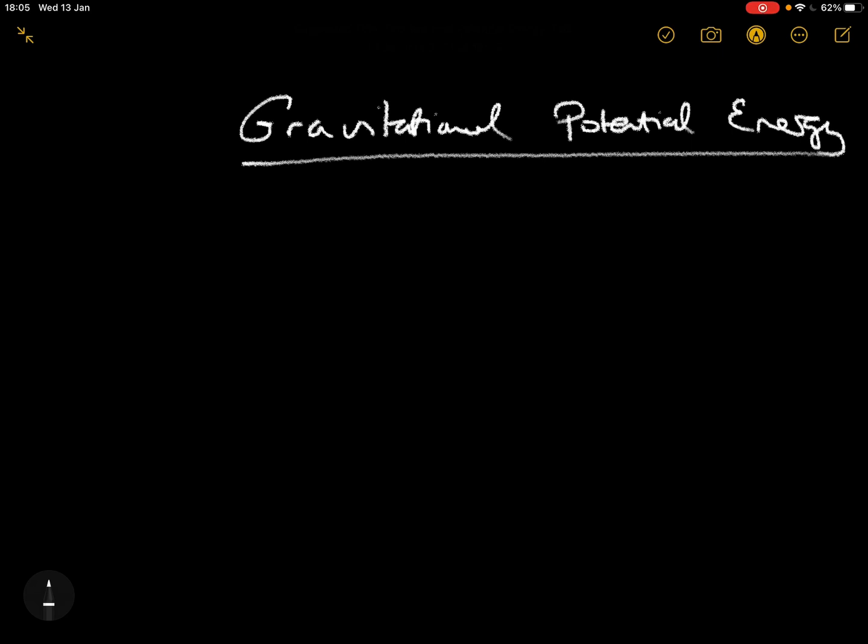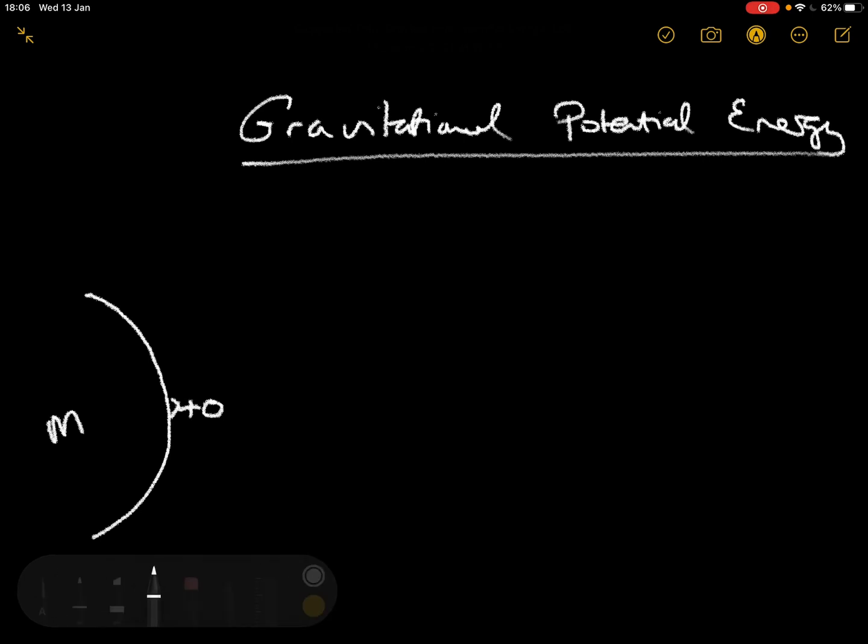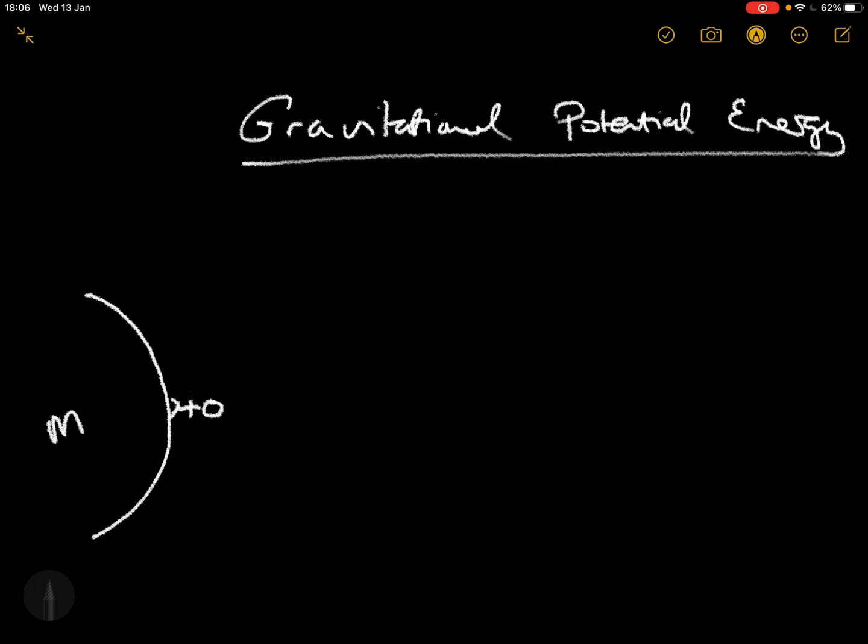So if we've got an object of mass m, that's our planet, and what we want to do is essentially have a situation where we can leave our planet and never come back.